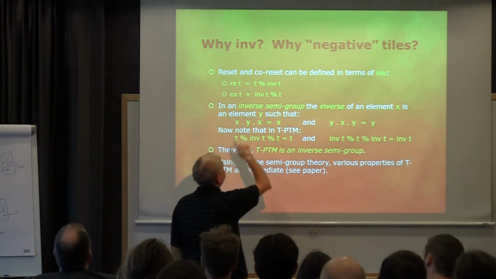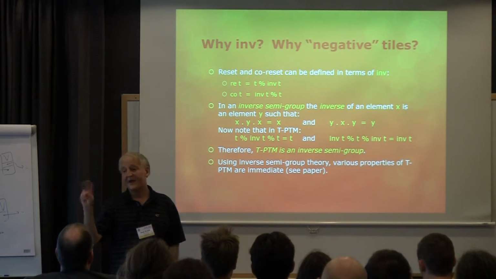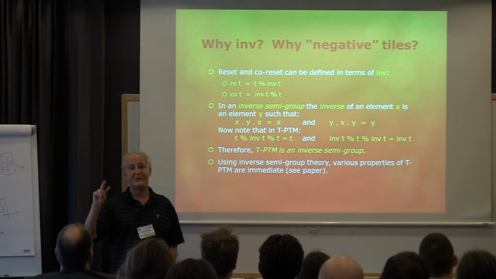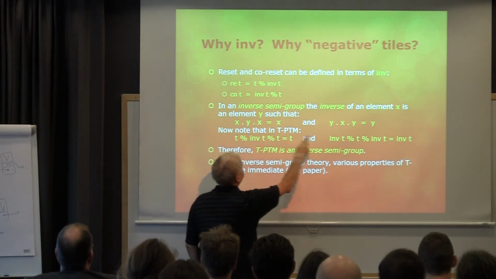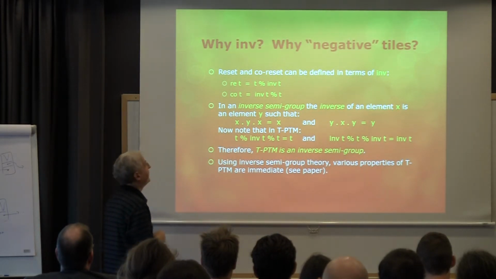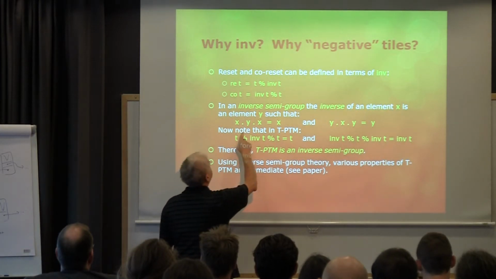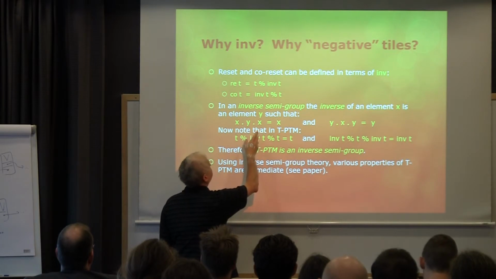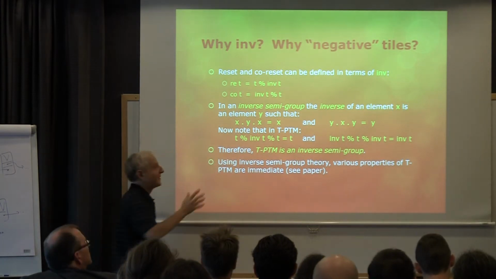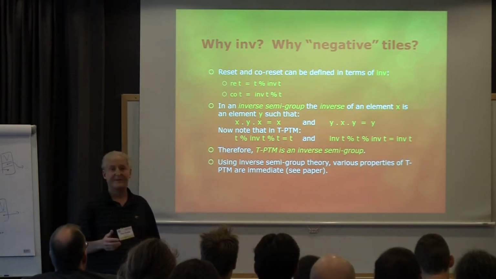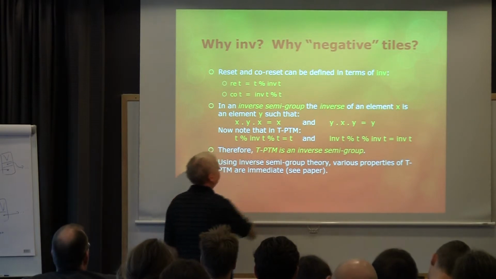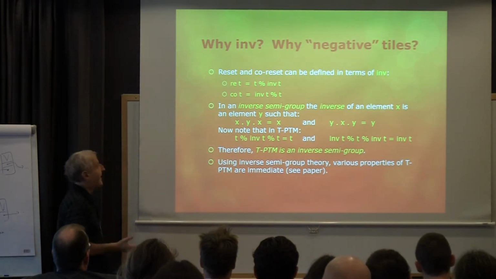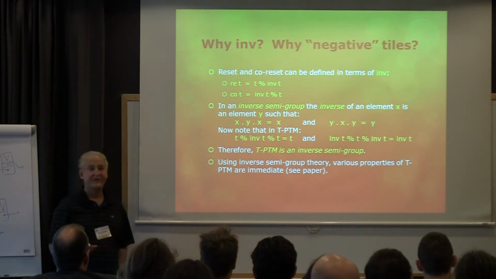And remember, the inverse requires having what we call negative tiles, in the sense that post happens before pre. So in inverse semigroup theory, the whole point is to have this binary operator such that these two properties hold. For every x, there is a y such that x composed with y composed with x is x, and y composed with x composed with y is y. Well, if you work out the algebra, that's exactly what inverse does. So in fact, tau PTM is an inverse semigroup.